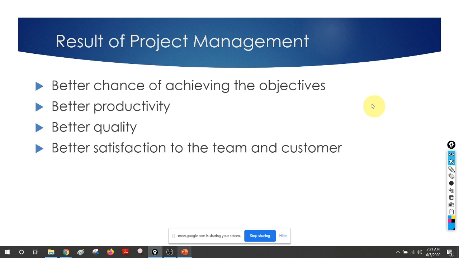So the result of proper project management is that we have a better chance of achieving our overall objectives, and better productivity because we do things in a very systematic way. Better quality, because remember we are managing quality as well, and better satisfaction for the team and the customer. When things are not messy and are done systematically, your life is going to be really good. The customer is also very happy because he knows things are operating smoothly and he is getting the expected releases with reasonable quality within his budget. So everyone is going to be happy.